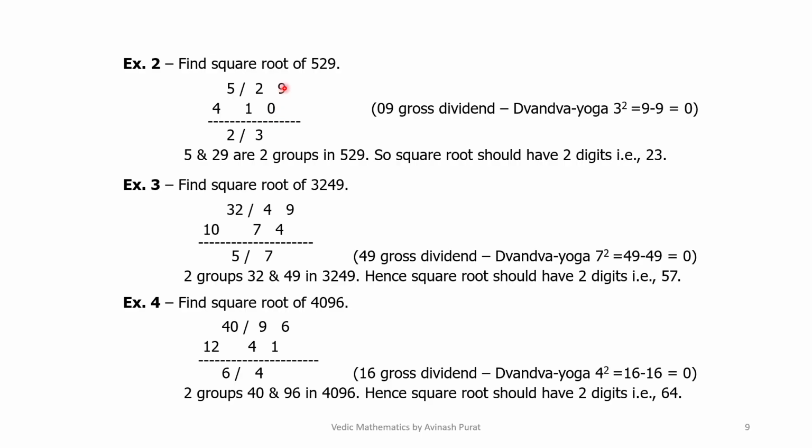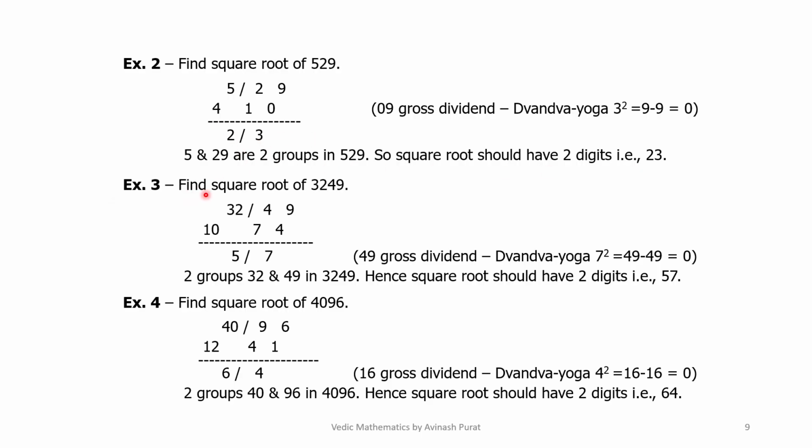9 is the next dividend. Dvandva yoga: 9 minus the Dvandva yoga of 3 square equals 9 minus 9, so 9 minus 9 is 0. So 5 and 29 are the two groups in 529. So the square root should have two digits, that is 23.